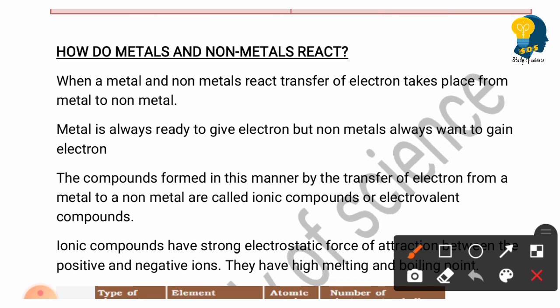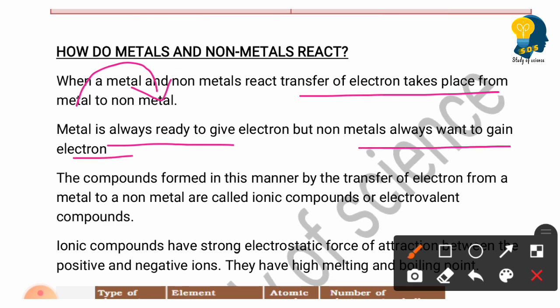When any metal and non-metal react, what happens is that there is a transfer of electrons from metal to non-metal. Clear? Why? Because metal is always ready to give electrons. Similarly, non-metals always want to gain electrons.